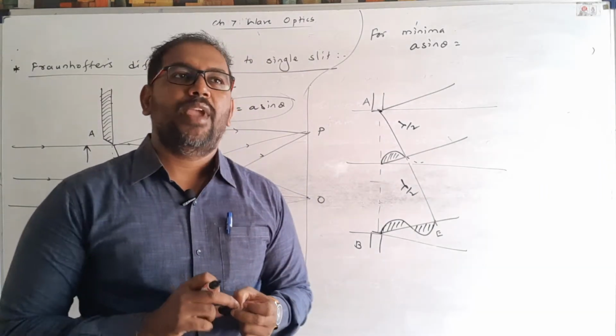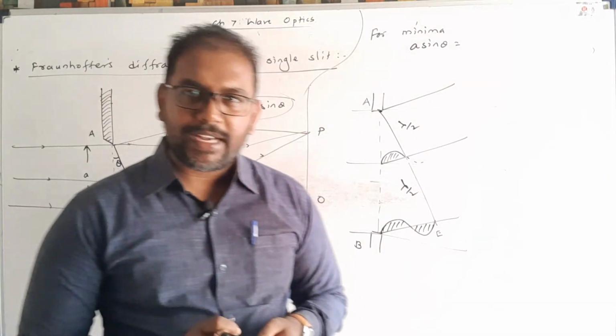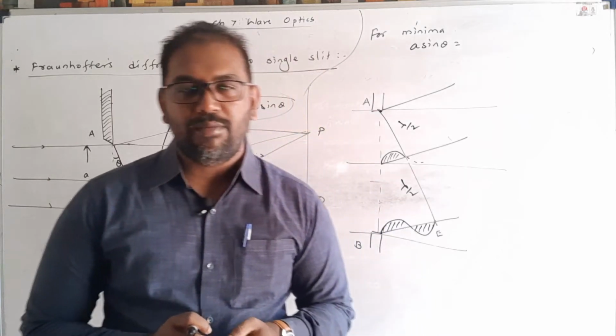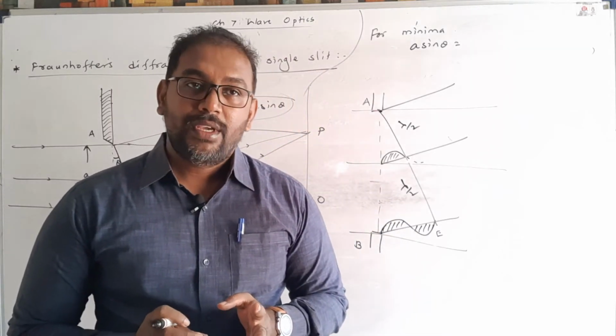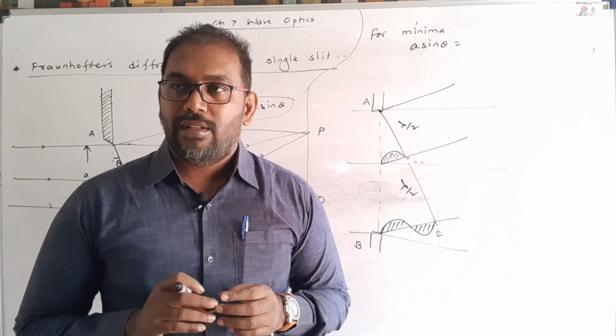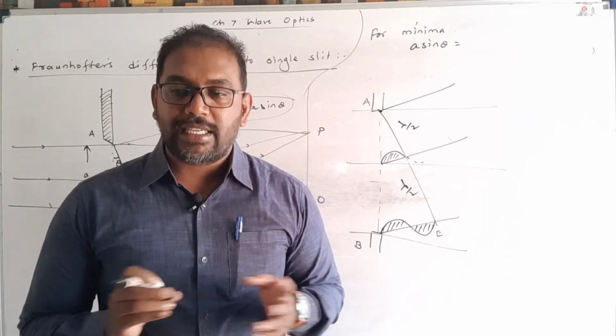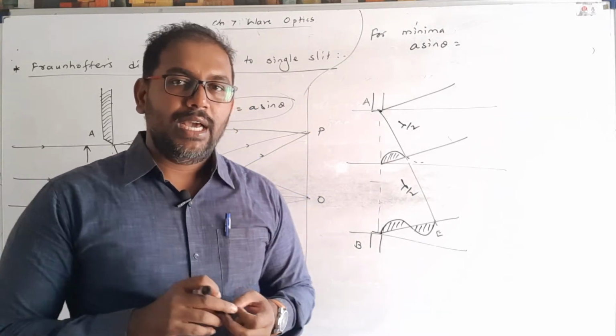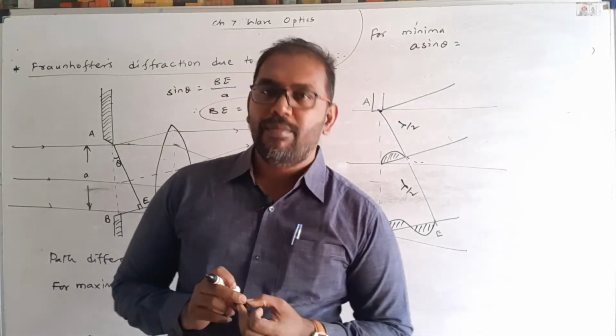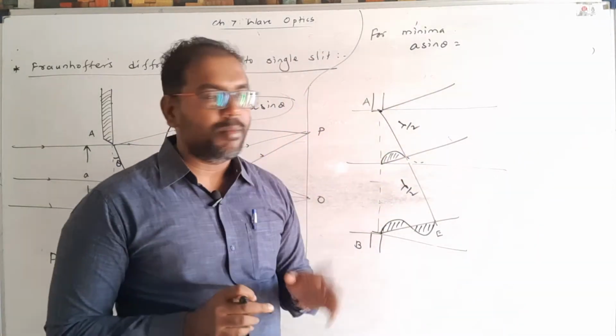So here, listen, in a diffraction pattern we are not getting a perfectly dark point and a perfectly bright point. So we get maxima. The bright point we can call the maximum intensity point, and the dark point we can call the minima point. Now here we get a minima point.